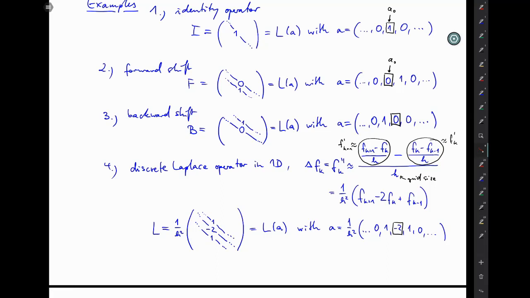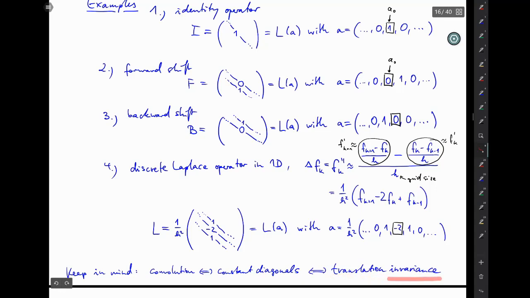Maybe that's enough examples for the moment, but here's just a short message afterwards. You should keep in mind that convolution means you have constant diagonals, and that corresponds to so-called translation invariance, where translation invariance means whether you shift your vector before, let's say with the forward shift, and then you apply your operator A, or whether you first apply the operator A and then shift by the same amount, you get the same result.